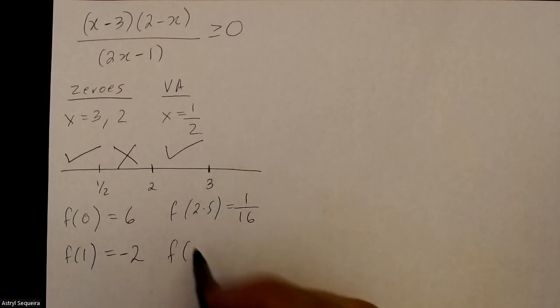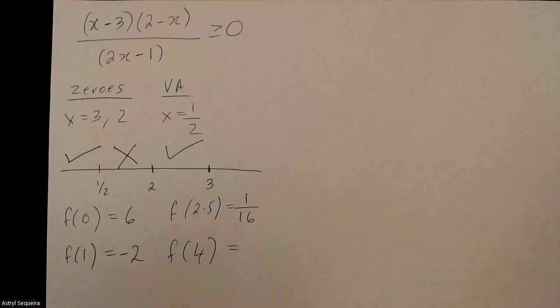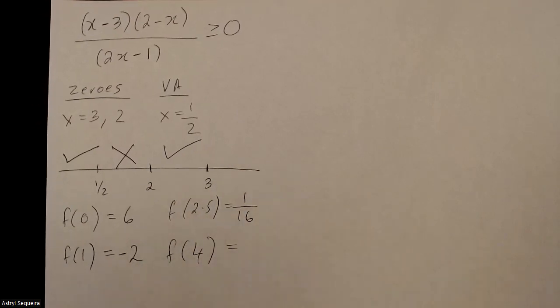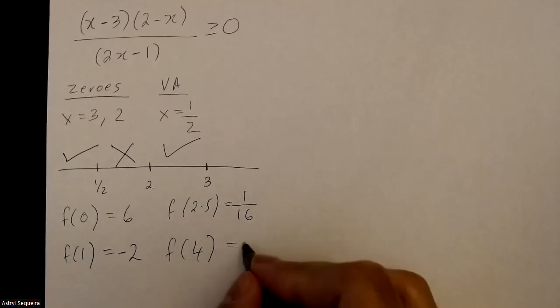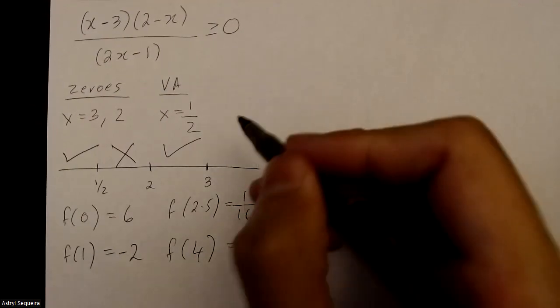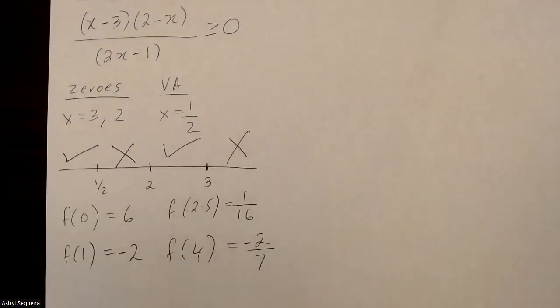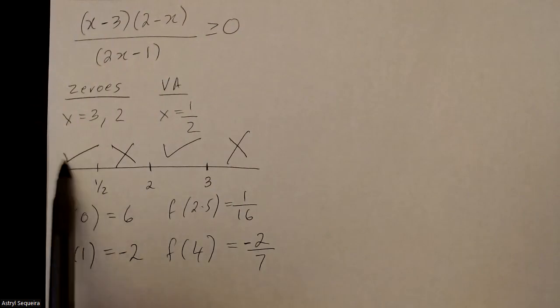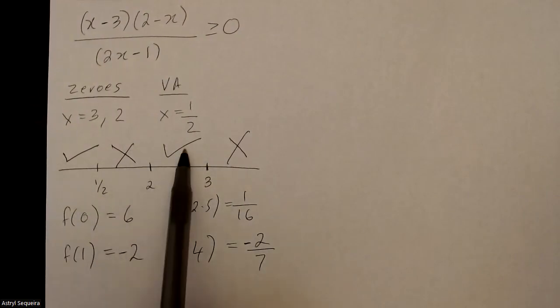And last, I'll test a value above here, which is +4. And that's -2/7, which is not greater than or equal to 0. So that's not a good range. So now I have two valid solutions here.